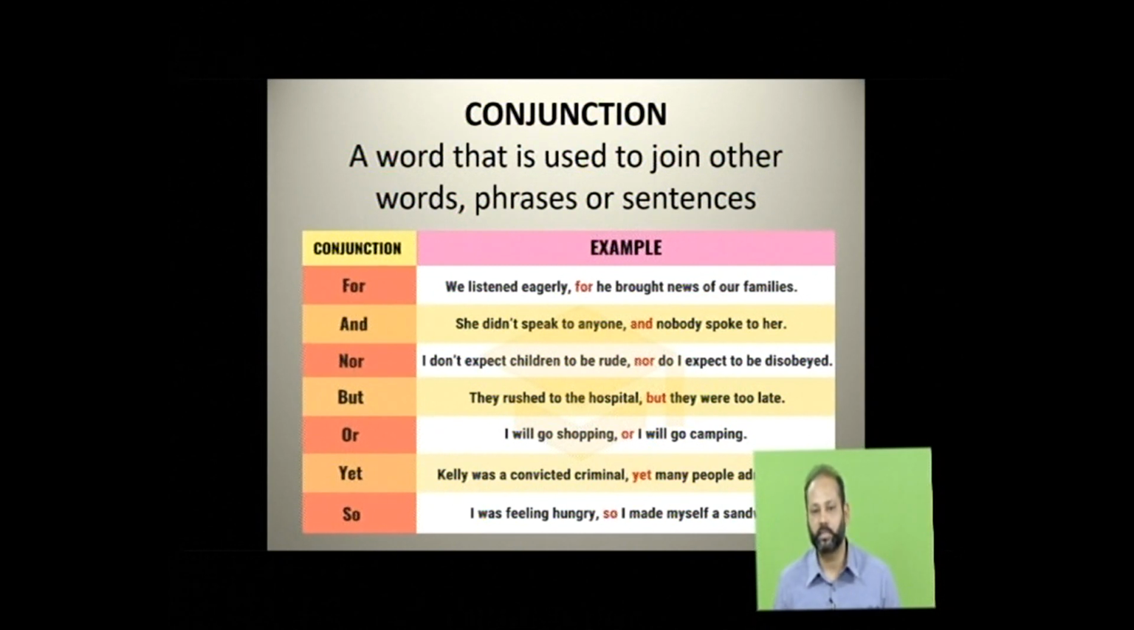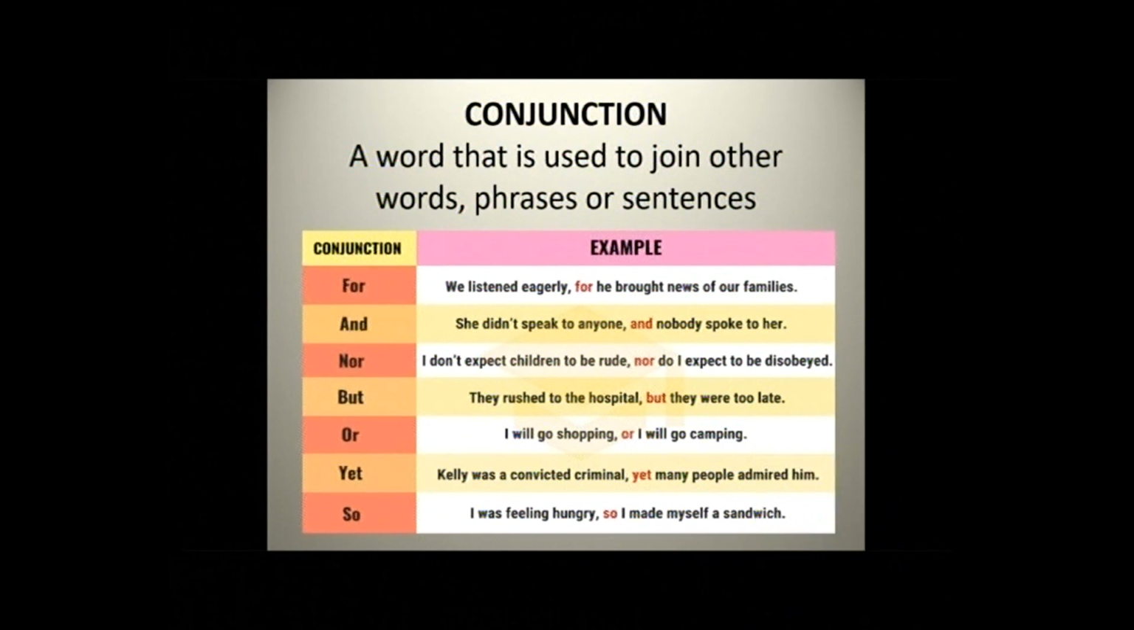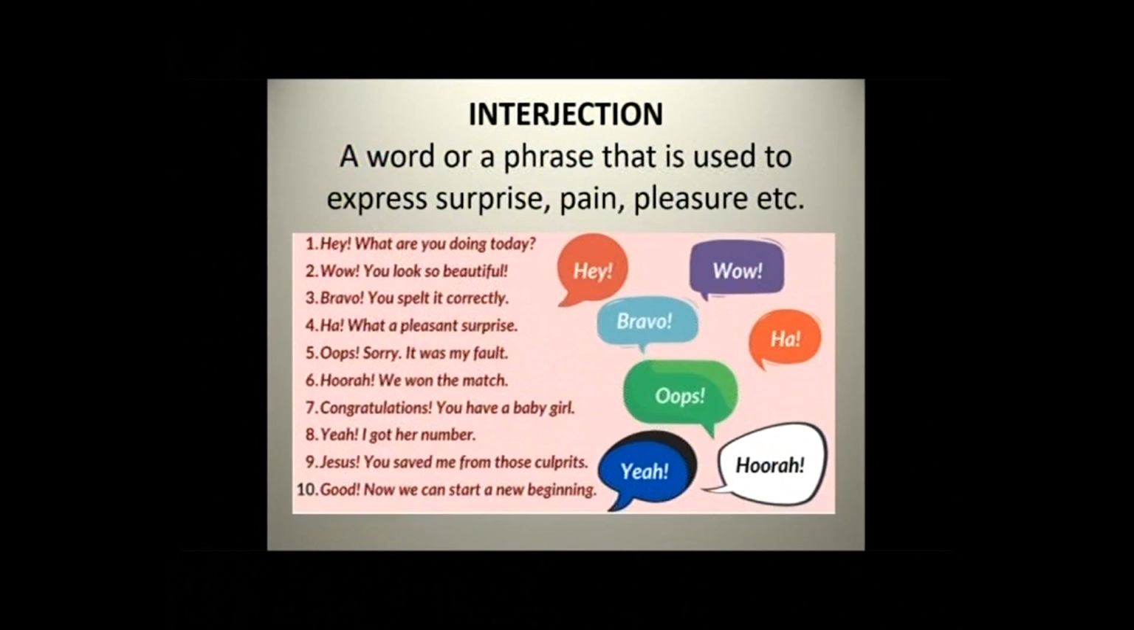So for example, she didn't speak to anyone and nobody spoke to her. And joins the sentence together. I will go shopping or I will go camping. Or joins, right? So this is how conjunctions work. I hope you understand it.